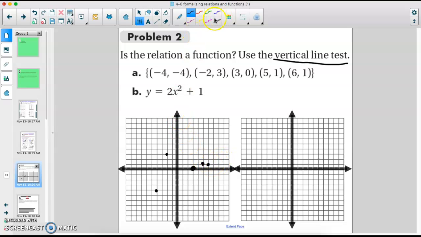Okay, now we use our vertical line test to ask ourselves, does a vertical line go through our points twice? And in this first one, the answer is no, it doesn't. So yes, it is a function.